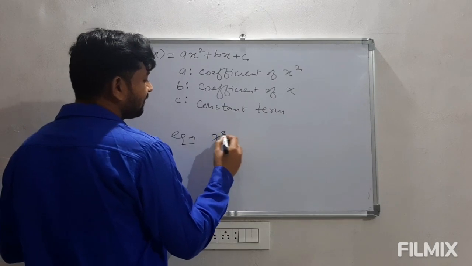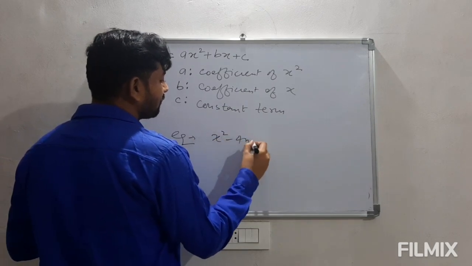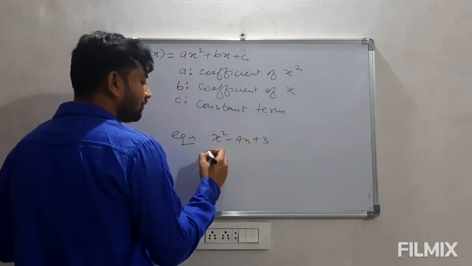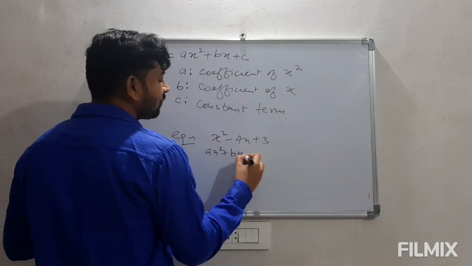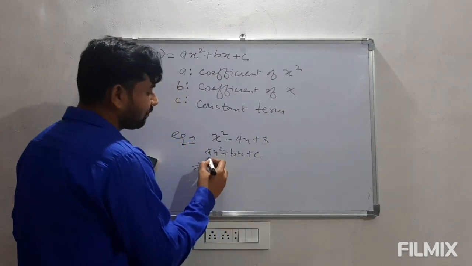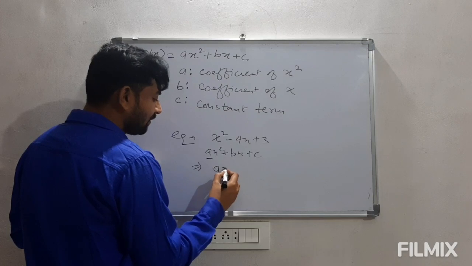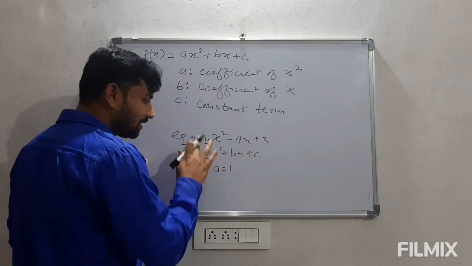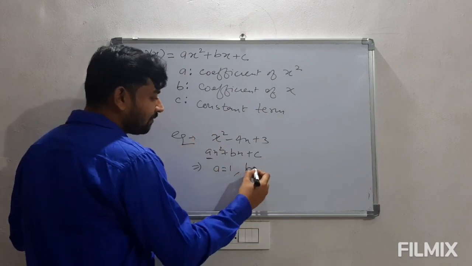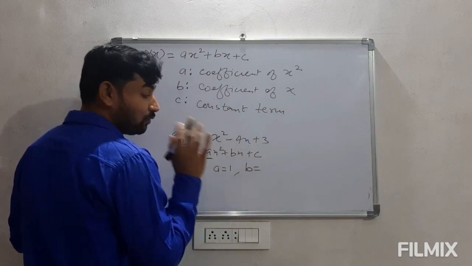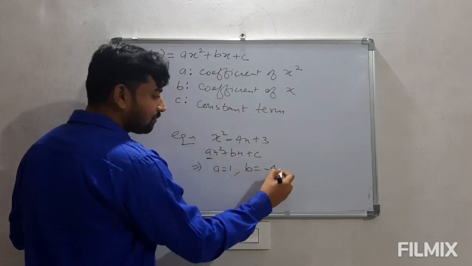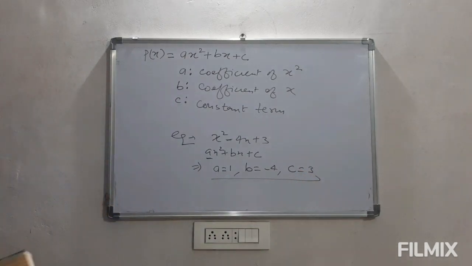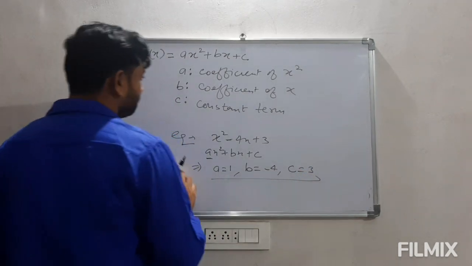If we write x square minus 4x plus 3, then to find the value of a, we will compare this with the general form ax square plus bx plus c. If we compare the coefficient of x square, here we have a and here is nothing, so it is taken as 1. Here there is nothing, which means we will take it as 1. So it is 1. The value of b is minus 4, not 4. It is with sign, so minus 4. C is 3. So this is how we find out the coefficients of a given quadratic equation.